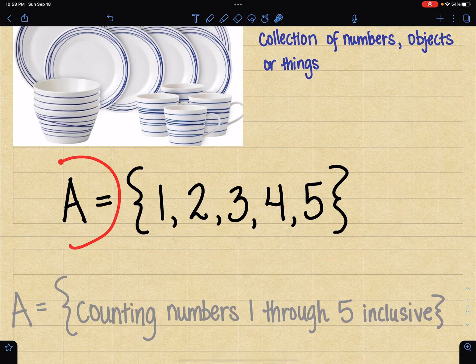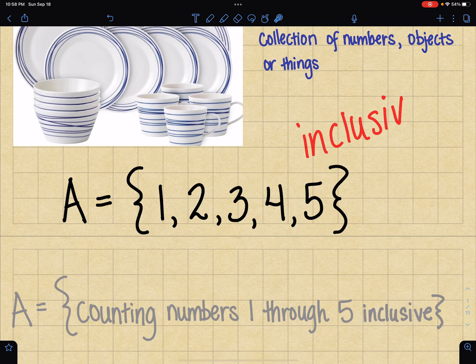Okay, so some people might have a collection that looks like this. And this first part tells you the name of the set. So they have designated set A as the name of it, and set A is the set whose members are the counting numbers 1 through 5, inclusive. Okay, so when you have brackets like this, it means that you're talking about a set. When you say the word inclusive, that means when you say 1 through 5, that means including 1 and including 5. So that's what they mean by inclusive. Okay, so this set is the counting numbers 1 through 5 inclusive.